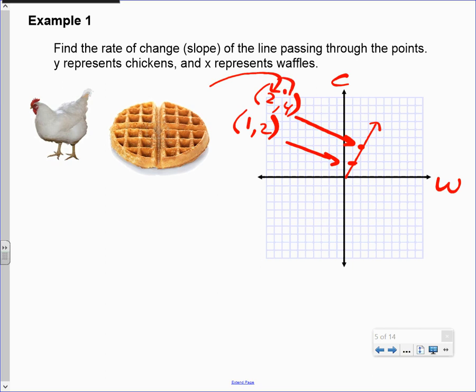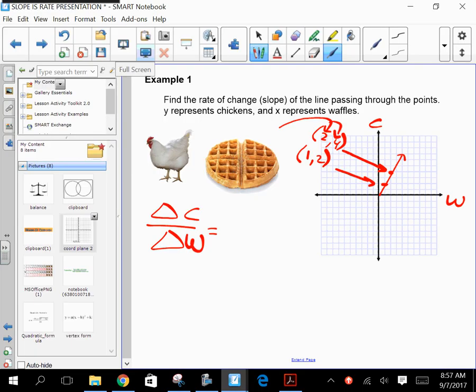So right now, it doesn't matter. We're going to find the speed, the rate. How fast is someone eating chickens for every waffle? Let's find out. So let's go delta, delta. But instead of delta y, what does the y-axis mean here? Right, so I'm going to put delta c over delta w, instead of delta y over delta x. Because we're dealing now with a real situation. This is math 3 now.